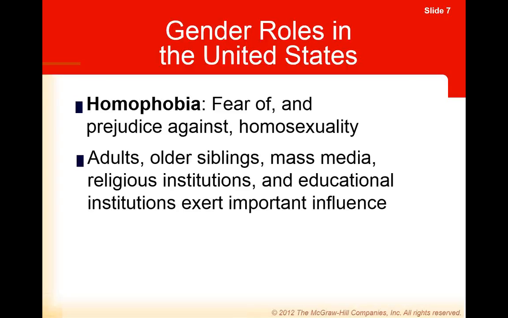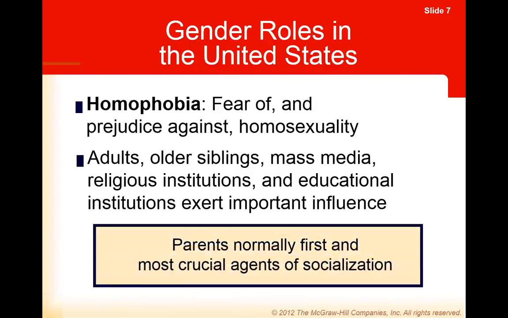Now, when we think about this idea of homophobia, we are a homophobic society. And the way that we get socialized into this homophobia is by adults, older siblings, mass media, religious institutions, and educational institutions, all of which exert important influence in socialization. Remember, we have the four main socializing agents: family, friends, schooling, and media. Now, in here we see religious institutions because they play a large part in shaping the discourse on same-sex relations at a national level in the United States of America. There are many who are opposed to it on a religious basis.